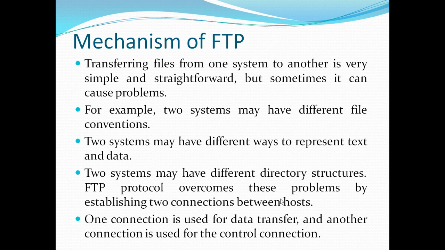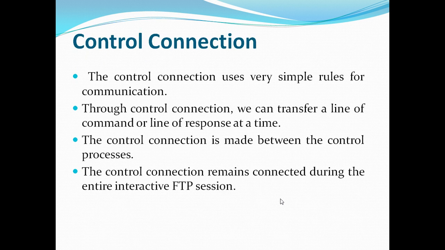Transferring files from one system to another is very simple and straightforward, but sometimes it can cause problems. For example, if the two systems which need to be connected have different file conventions, that means the two systems may have different ways to represent text and data. They may also have different directory structures. FTP overcomes these problems by establishing two connections between the hosts. One connection is used for data transfer, and the other is the control connection.